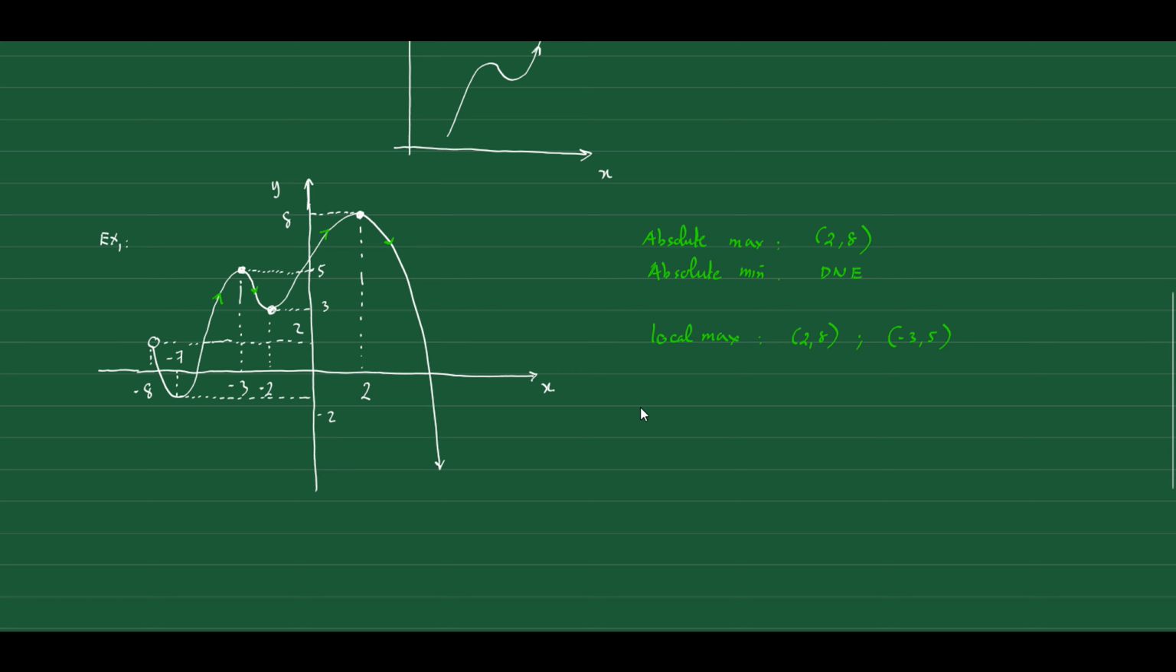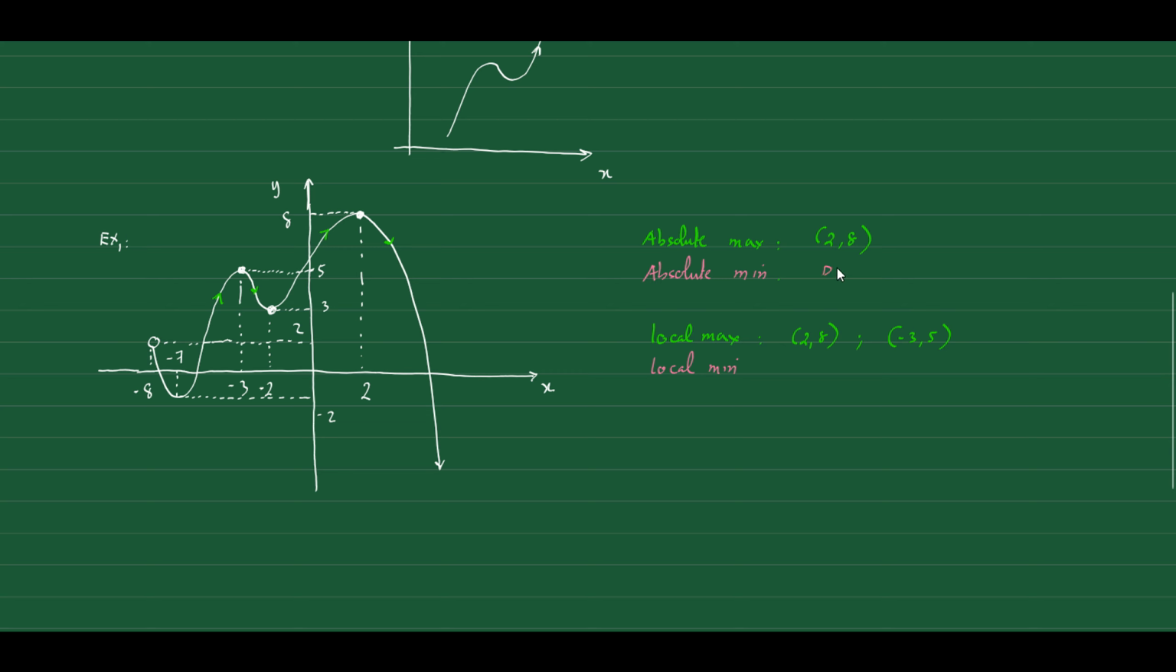And now how about local min? Local min. So you know what? I'm going to go ahead and change the color so that you know this is absolute min. We don't have it. So I just changed the color.